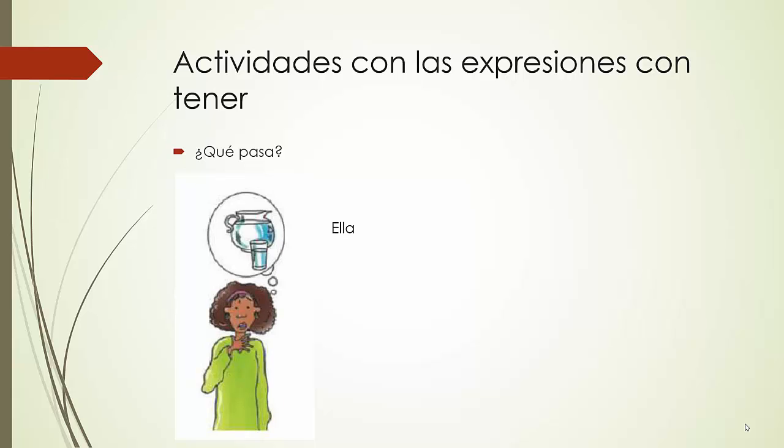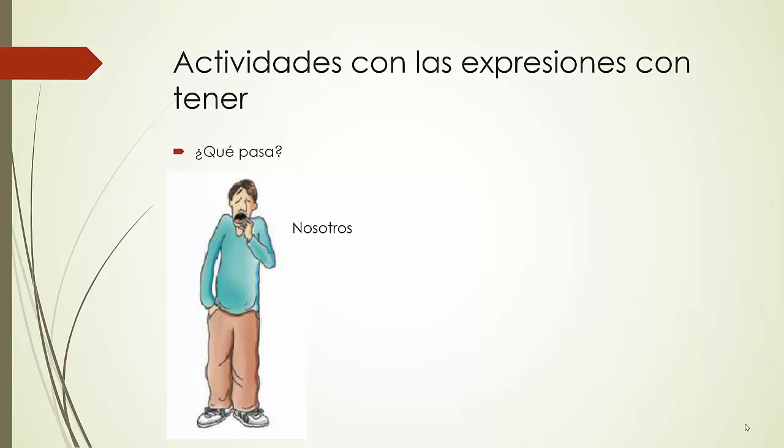Conjugate tener with ella, and then come up with thirsty. Ella tiene sed. Okay, próximo. He's sleepy. Nosotros tenemos sueño. Okay, that's the last one of these.